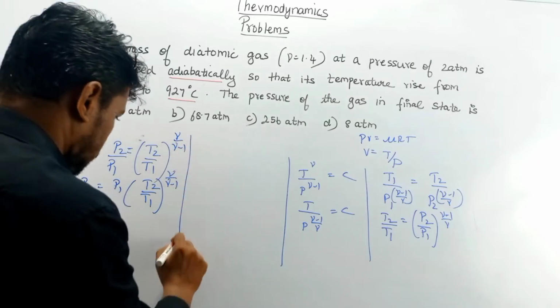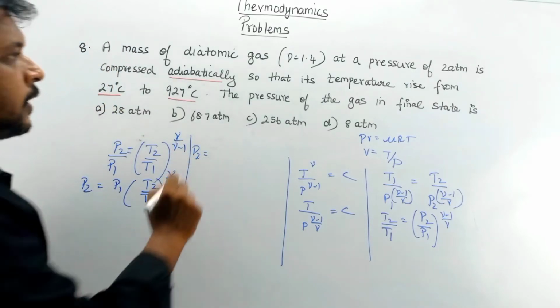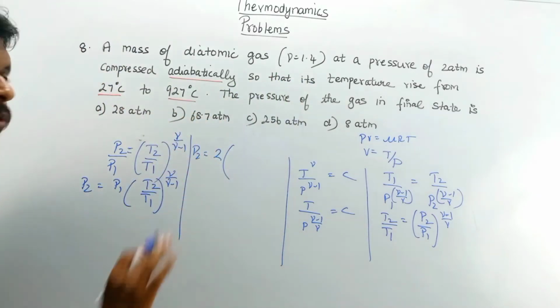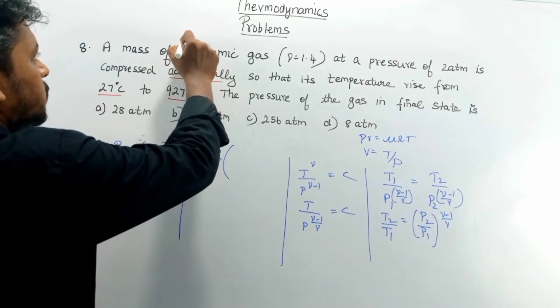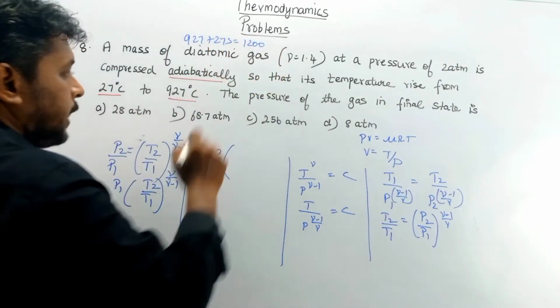So now substitute the values. P2 will be equal to... what is the value of P1? It is given as 2. Okay, so what is the value of T2? Here it is given as 927 degrees Celsius. So 927 degrees Celsius means 927 plus 273, which is equal to 1200 Kelvin.